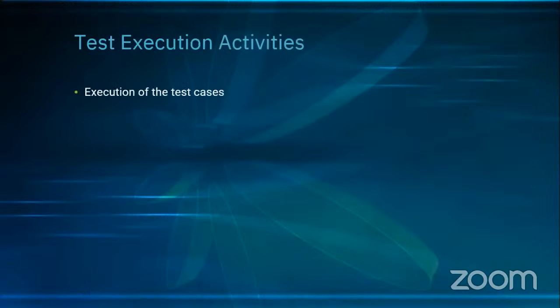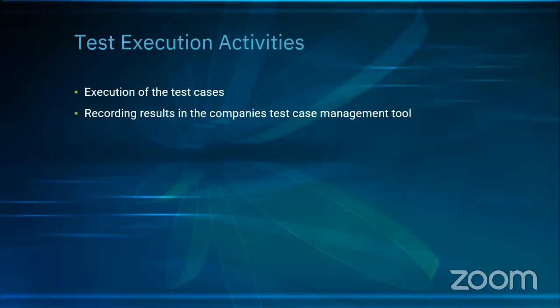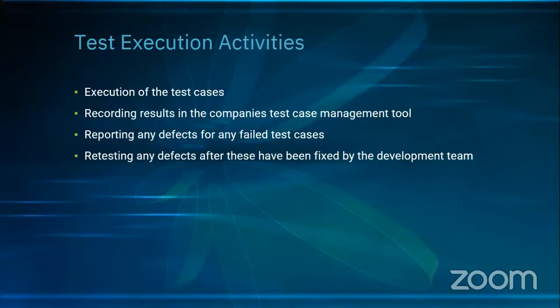One, execute the test cases. That's your role. The next thing, record the results in the company's test case management tool, if they have one. Two, report any defect for any failed test cases. That's your activities. Then retesting any defect after these have been fixed by the development team.